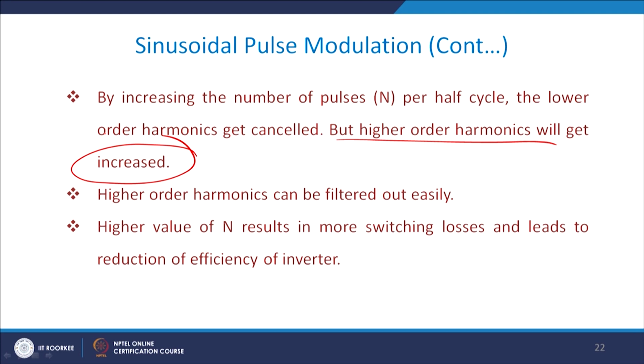Higher order harmonics can be filtered out easily, because all those devices, the copper, the machines, and the conducting lines all have inductance, and this helps to minimize the effect of the higher order harmonics.